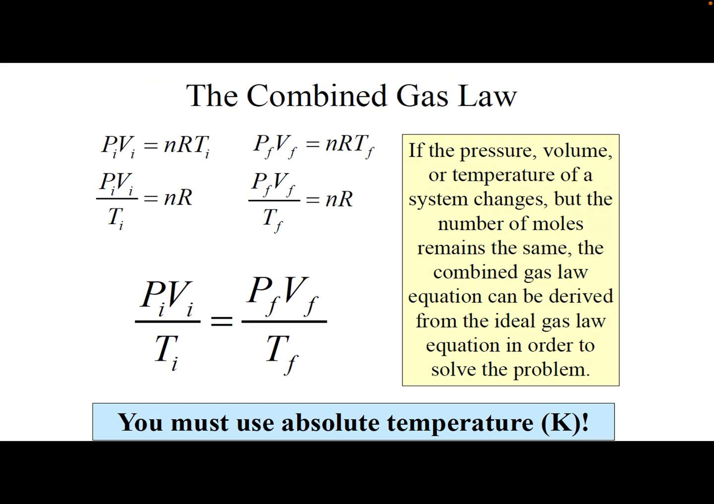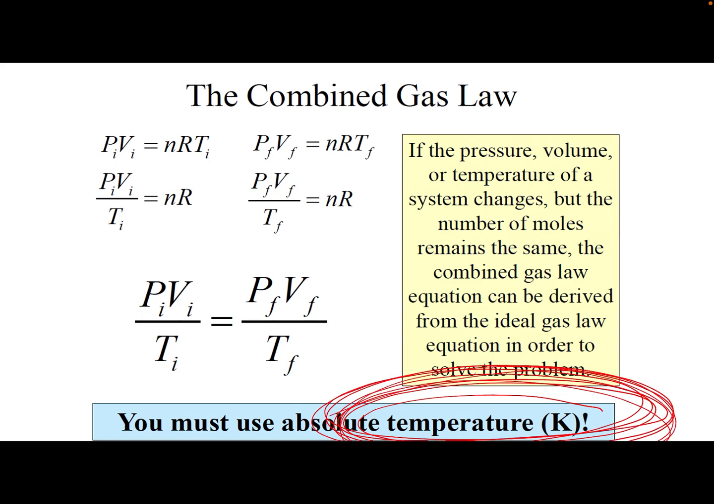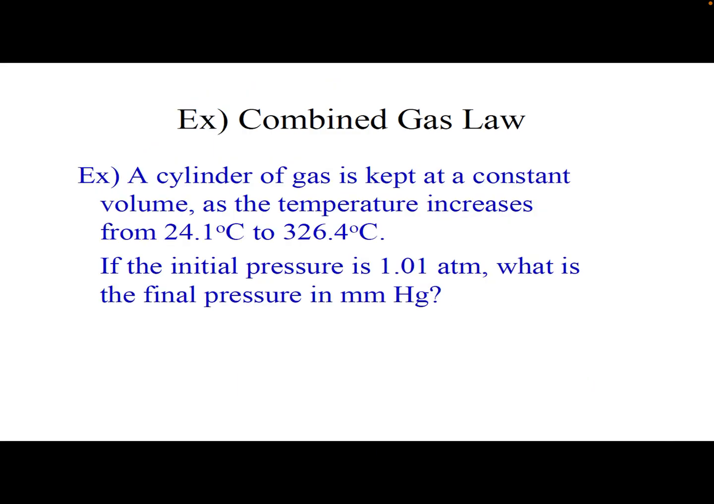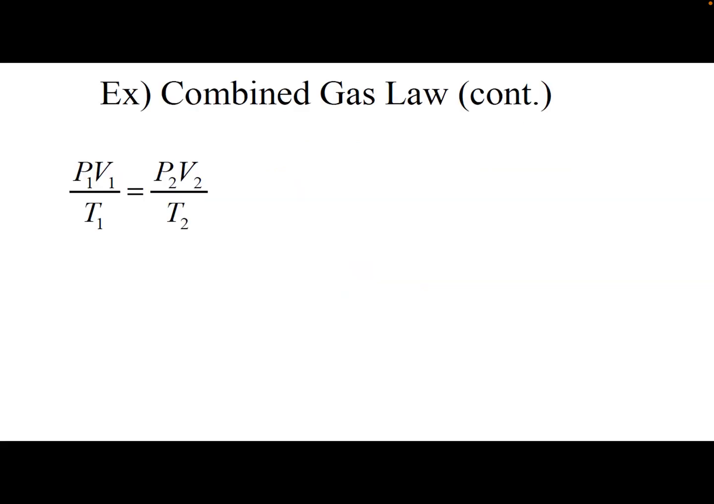The combined gas law, remember, you have to use Kelvin. If the pressure, volume, or temperature of a system changes, but the number of moles remains the same, you can use the combined gas law, as long as you promise me you will change your temperature to Kelvin. A cylinder of gas is kept at a constant volume. As the temperature increases from 24.1 Celsius to 32.4 Celsius, if the initial pressure is 1.01 atmospheres, what's the final pressure in millimeters of mercury? So what we can do here is we have my favorite, P1V1 over T1 equals P2V2 over T2. And make an inventory.